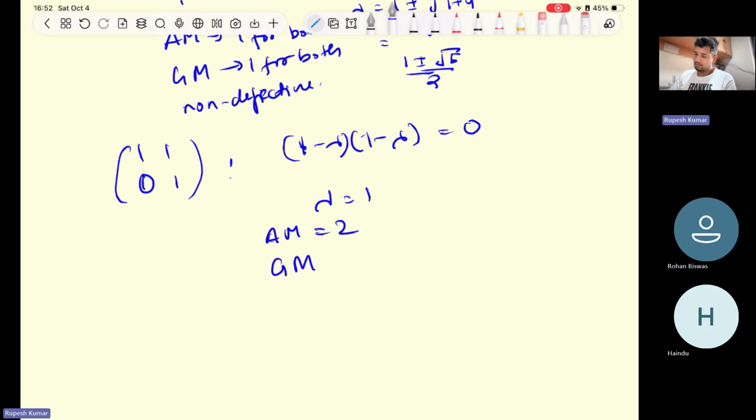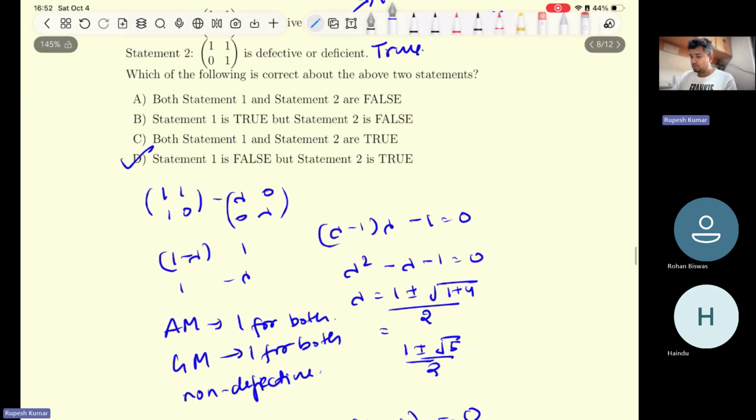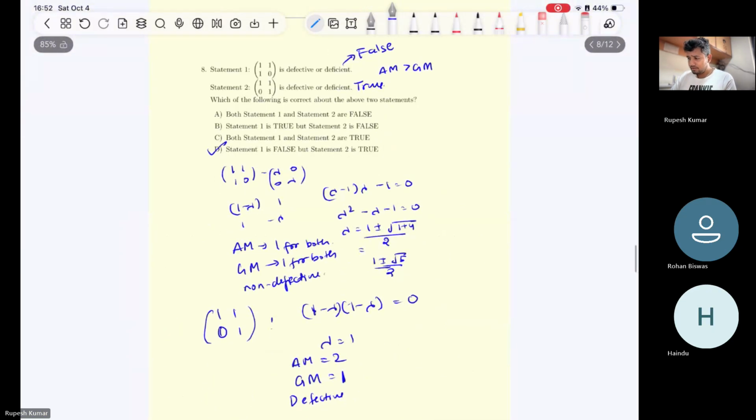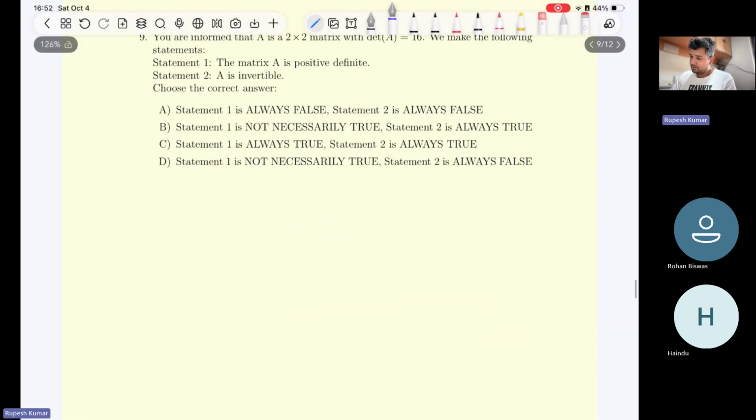GM is only 1, right? You can write this as this minus this, 1 minus 1. So 1 comma 0, right? The vector. So GM will be 1 and only the null space contains it. Right, defective. So statement 2 is true, right? So statement 1 is false and 2 is right, Option D. Any doubts in this, anyone? No, sir, clear.